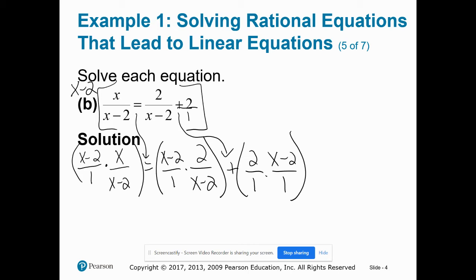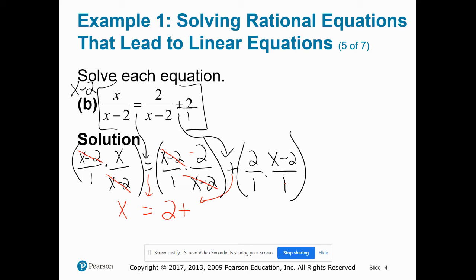And again, the purpose for doing this is we can't solve for x if it's in the denominator. And I want to definitely make sure I solve for x. So I can cross reduce top to bottom. Those x minus 2's reduce out, and we have x. Bring down that equal sign. The middle, the x minus 2's reduce out. We're left with 2. Bring down that plus sign.